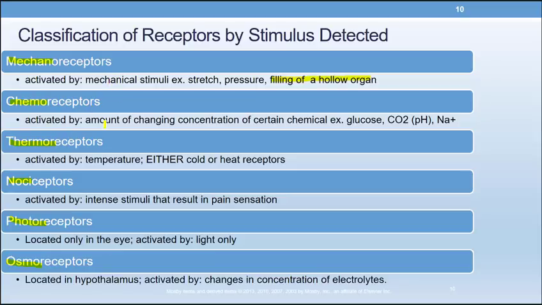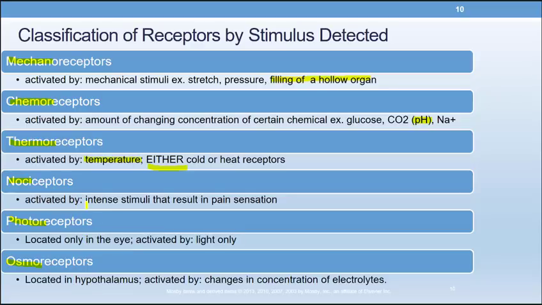Chemoreceptors are activated by the amount of changing concentration of certain chemicals. So it can monitor glucose, carbon dioxide, measure the pH as well as sodium chemicals. Thermoreceptors, referring to monitoring of temperature, and as I mentioned earlier, they're either going to be cold or heat receptors. It's not one receptor that is detecting both cold and heat. They are separate receptors that are collectively classified as thermoreceptors.